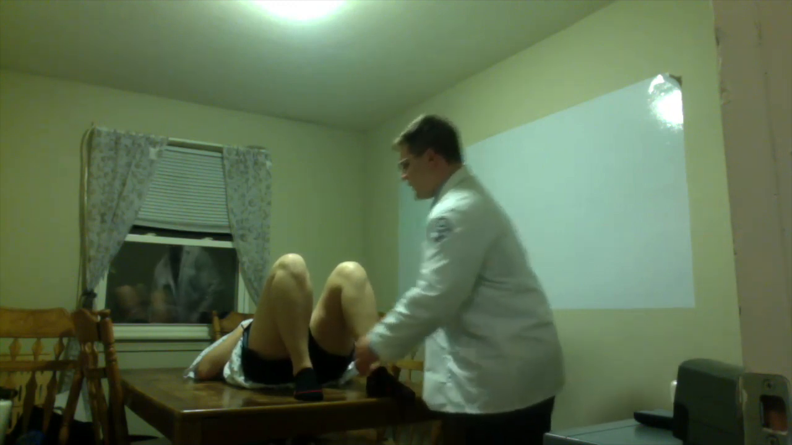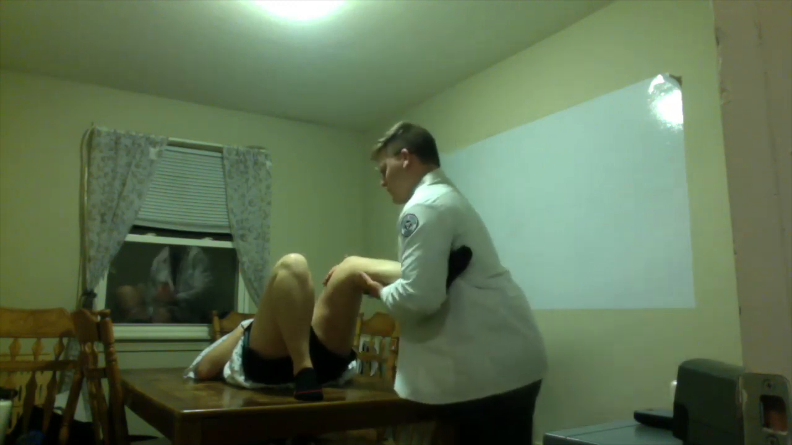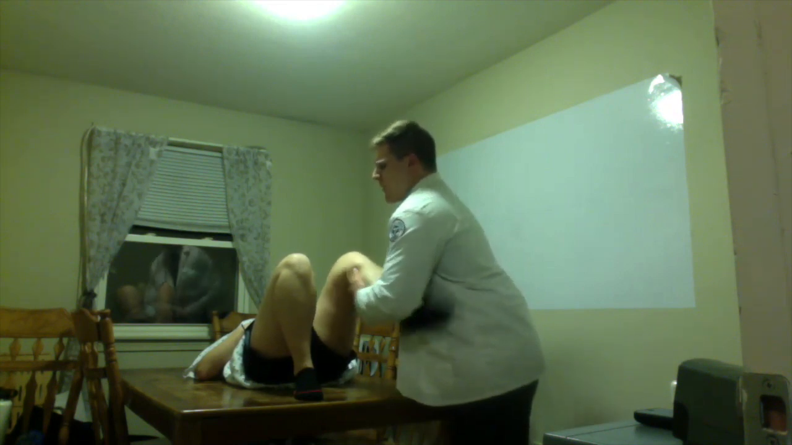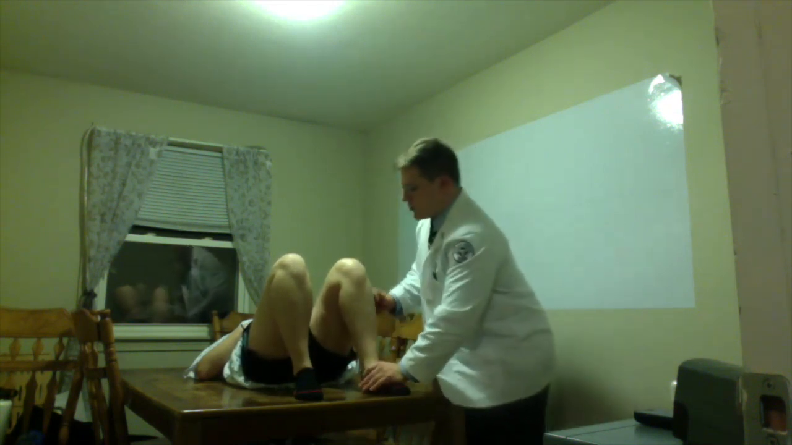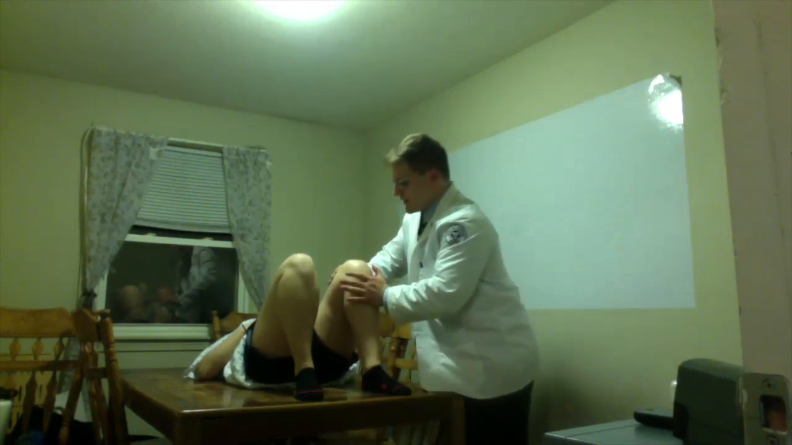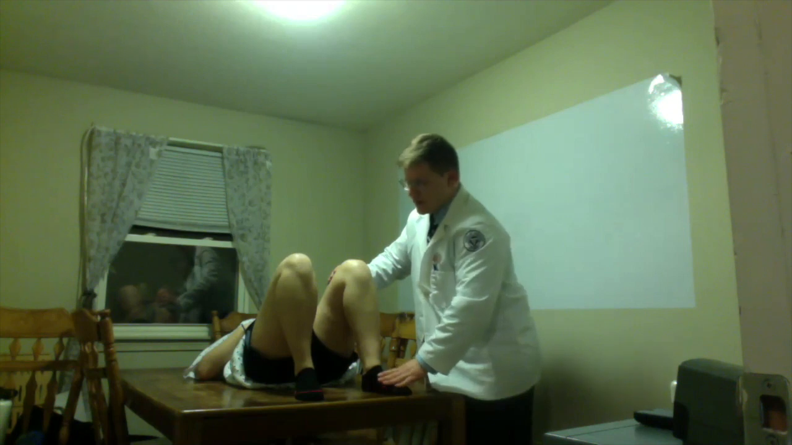So now we're going to perform the Lachman test for the anterior cruciate ligament. So I'm going to stabilize the femur. I'm going to anteriorly translate the tibia, assessing for laxity. And now I'm going to perform the posterior drawer test. So I'm going to stabilize the femur, and I'm going to posteriorly translate the tibia and have my patient's feet flat on the examination table.